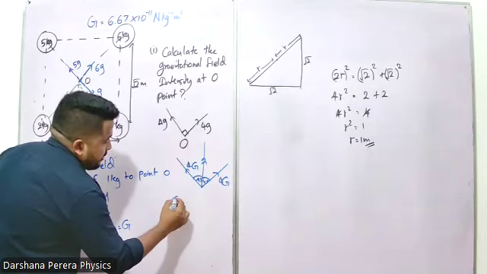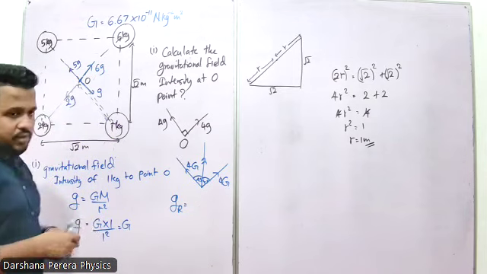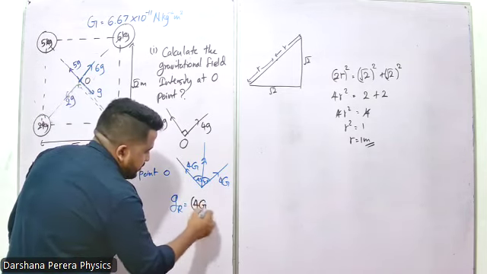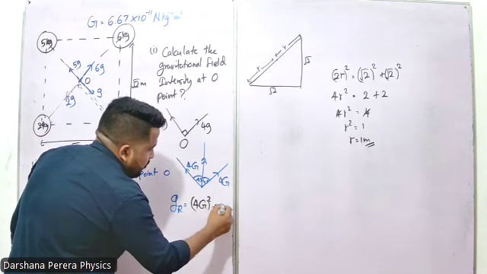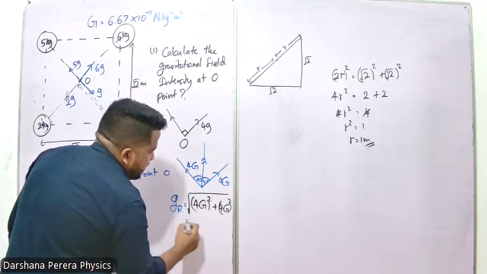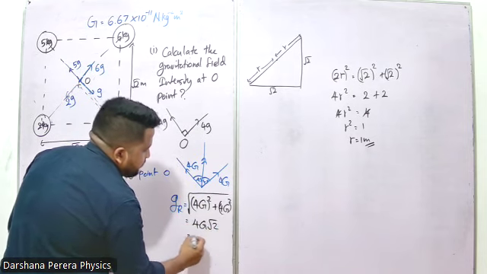The gravitational field intensity, resultant gravitational field intensity equals to what? 4G square plus 4G square root of this one. That means 4G root 2.